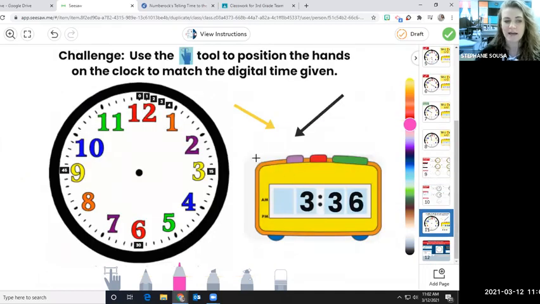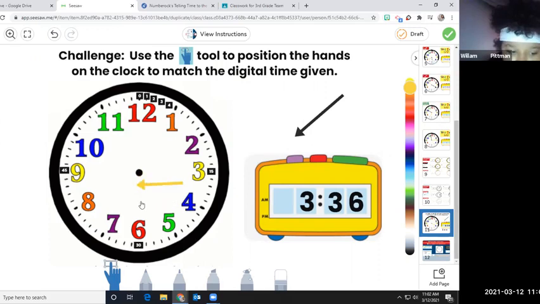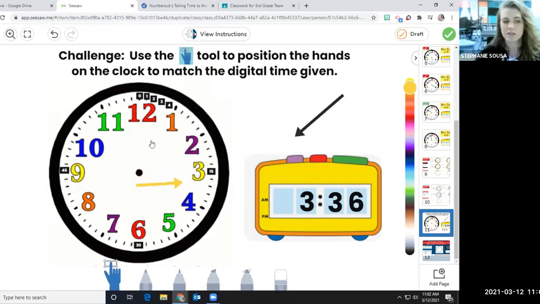On slide 11, you're going to use the drag tool to move the hands to match the time. So you'll put the hands where they belong, and then you can spin them and point them to where they need to be. Can we do the tic-tac song? So you are going to point your times.